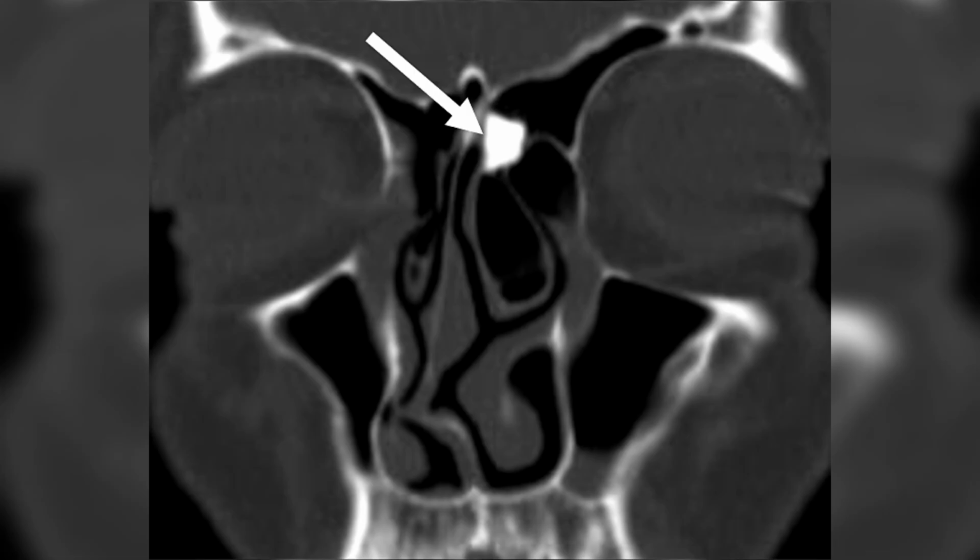In the coronal reconstructions, the lesion in the left anterior ethmoidal cells is again visualized. It has the same well-defined bone density characteristics without evidence of infiltration into adjacent structures. These findings confirm the presence of a sinonasal osteoma.